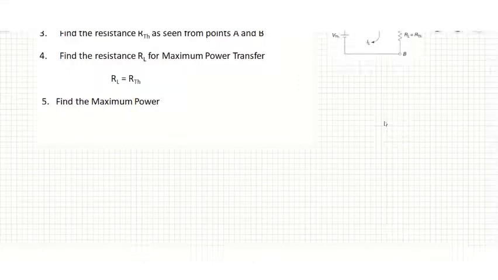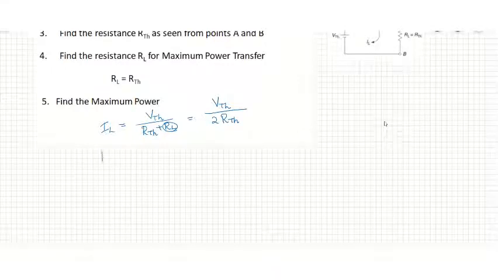And we know that in a circuit, IL is equal to VTH divided by RTH plus RL. That is equal to VTH divided by RTH plus RL. If RL equal to RTH, this term will change to 2 times RTH.